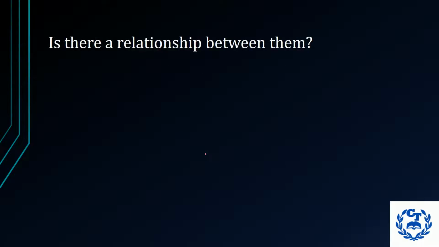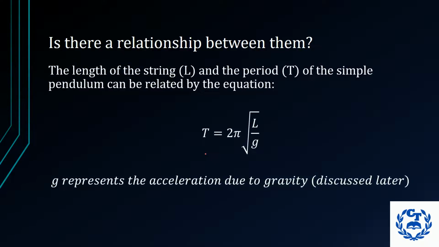So is there a relationship between these quantities? And the answer is yes. The one that we will be using at this level right now is this equation here that states the period of the pendulum is equal to 2 times pi, which is a constant, multiplied by the square root of the length of the string divided by g, which represents the acceleration due to gravity. And you'll see more about that later.